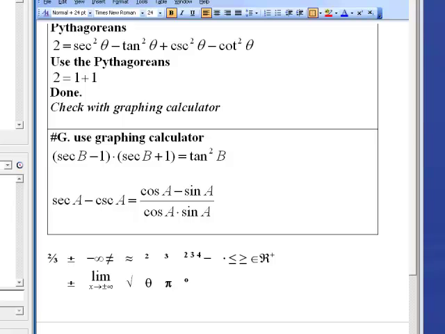The following identities. Use your graphing calculator to determine if each equation appears to be an identity or not by graphing the left expression and the right expression together. So I'll be graphing secant b minus 1 times secant b plus 1, and then I'll be graphing tangent squared b. And on the second one, I'll be graphing this one here. Let's go over.